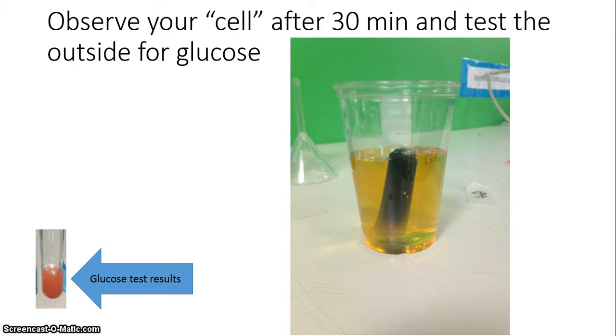After about 30 minutes, if you come back to your cell, it should look like this. And so now we see that inside changed a blue-black color, and that tells us that the iodine diffused into the cell and reacted with the starch. And this also tells us that the starch did not diffuse out of the cell.